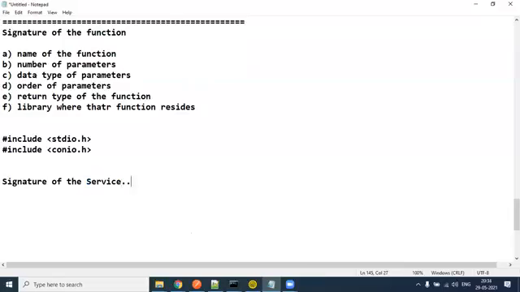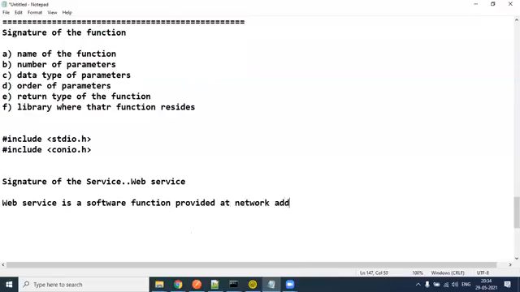Now, what is the service? It is nothing but a web service. What is a web service? A web service is a software function provided at a network address over the web. So the only thing is, a web service is a business functionality that is hosted over a network. It is accessible over the web. You can access it over a network.